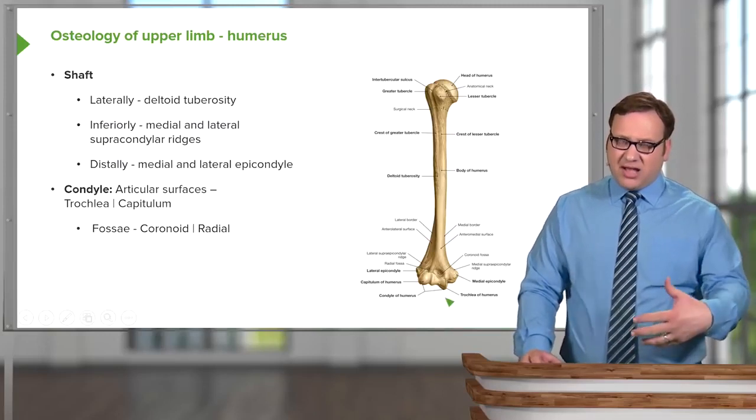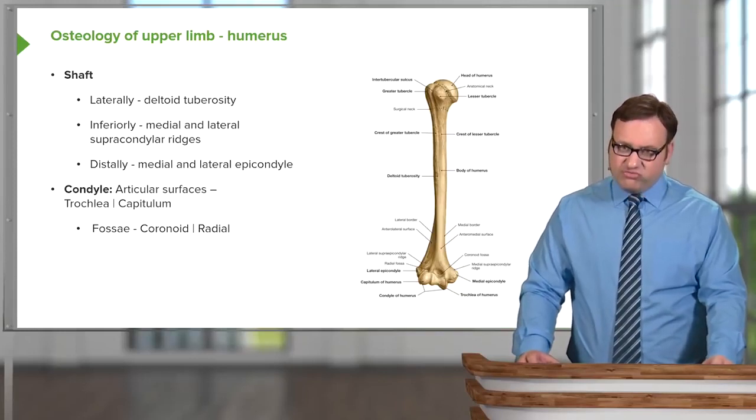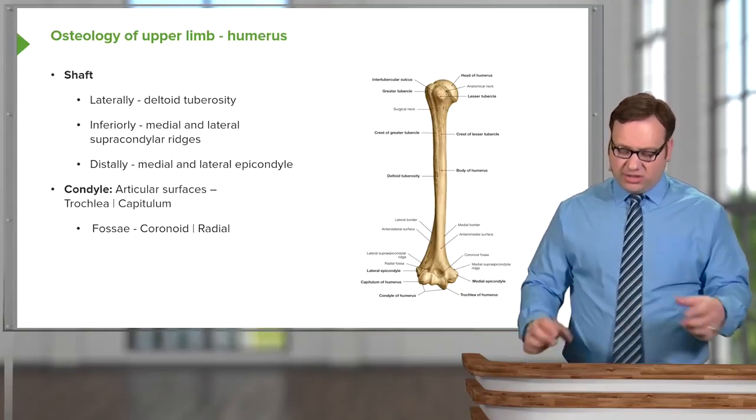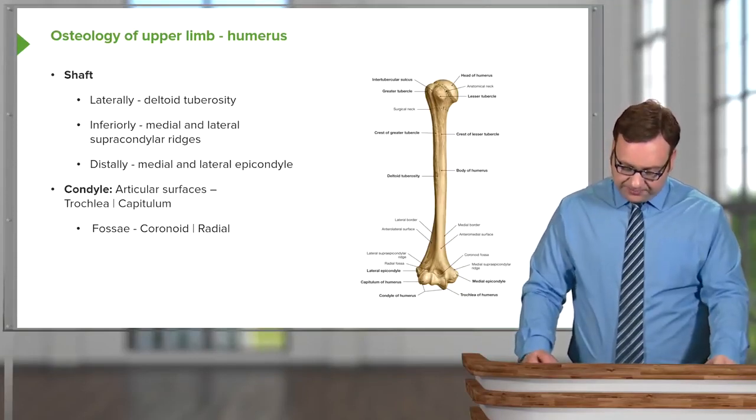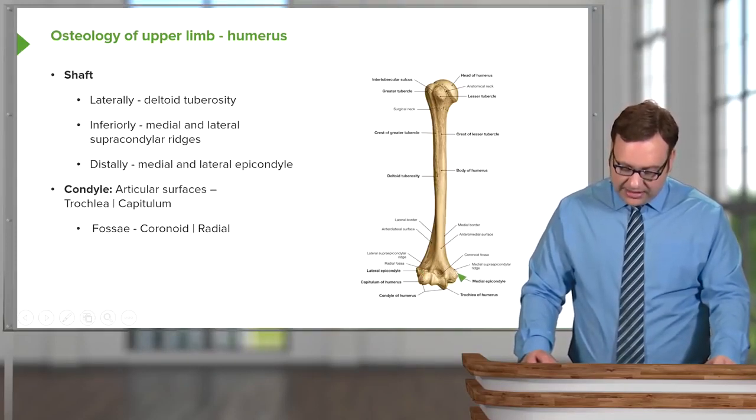So as the humerus passes towards the elbow joint, it begins to dilate. And these ridges are forming that dilation, which eventually leads on to the lateral and medial epicondyles. So we can see the medial and the lateral supracondylar ridges here.